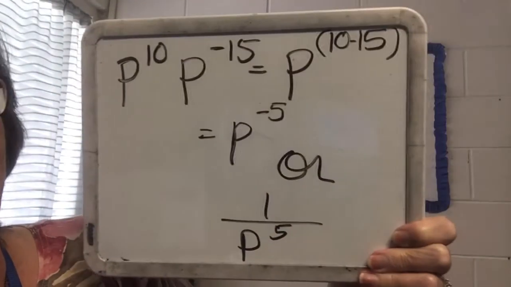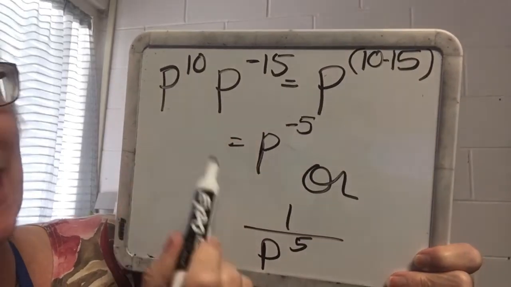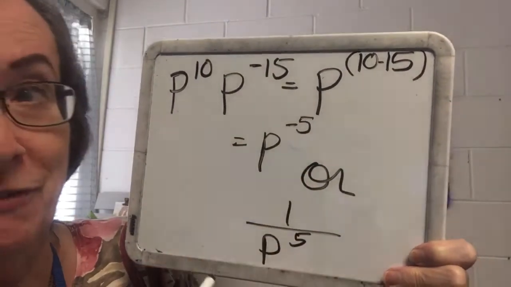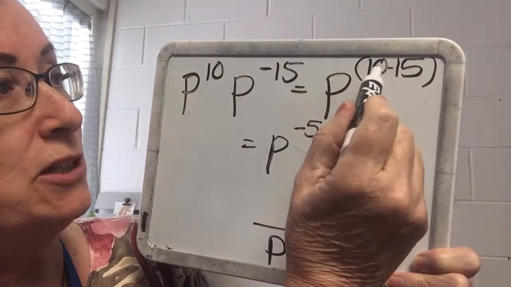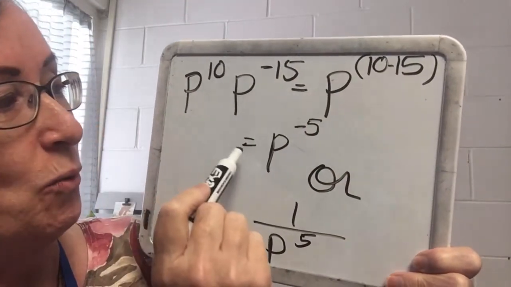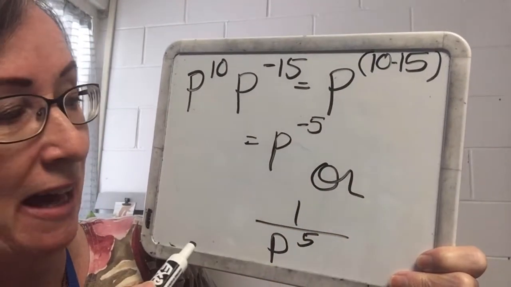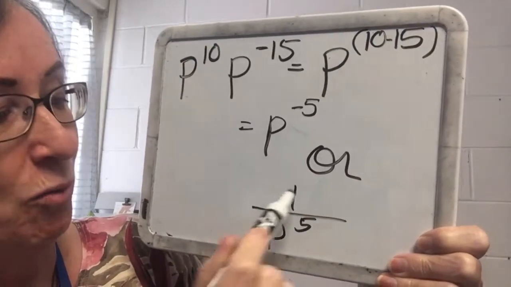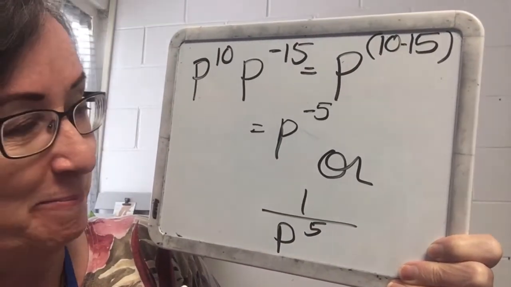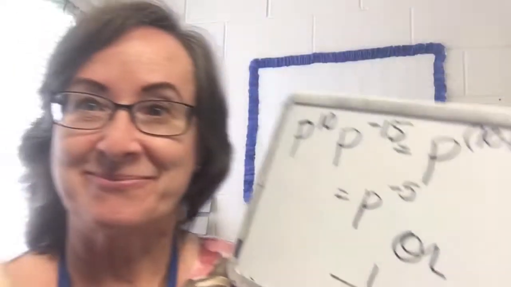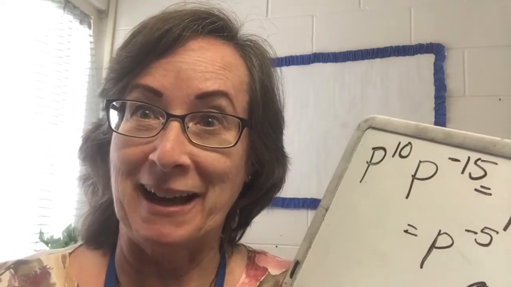And this is a third example. P to the 10 times p to the negative 15 is p raised to the 10 minus 15, which is p to the negative 5, or 1 over p to the 5th. And we'll be back with some more.